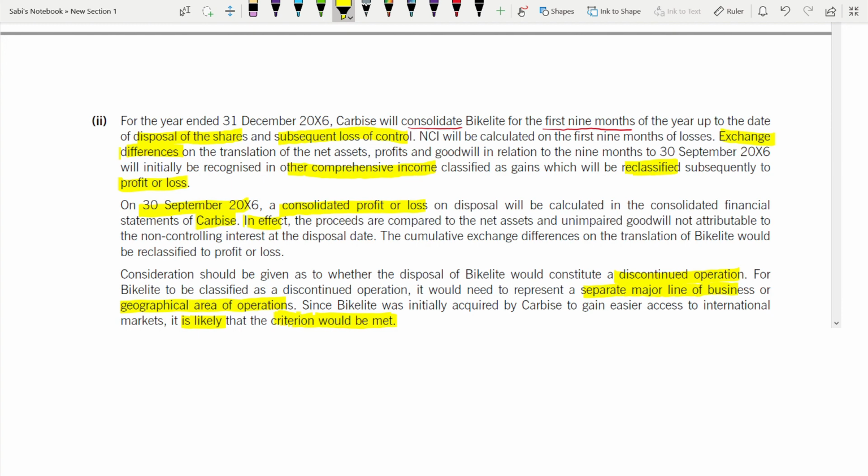Because before Bike Light was acquired by the parent Kerbers, they were having already an international market. That means it's a separate line of business they have. It could be discontinued. The reason why the parent acquired the subsidiary was to gain access to international market, easier access. That's why this criterion is met. Therefore, it will be a discontinued operation.